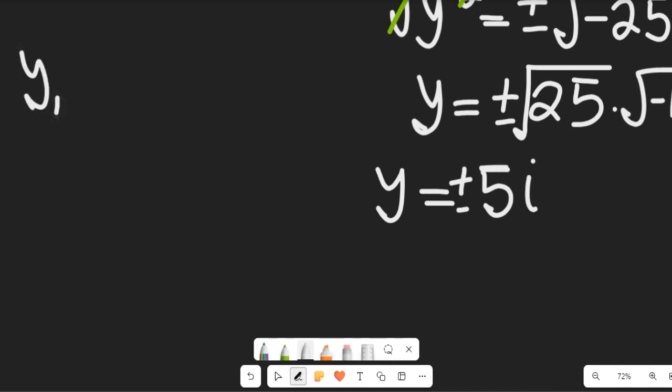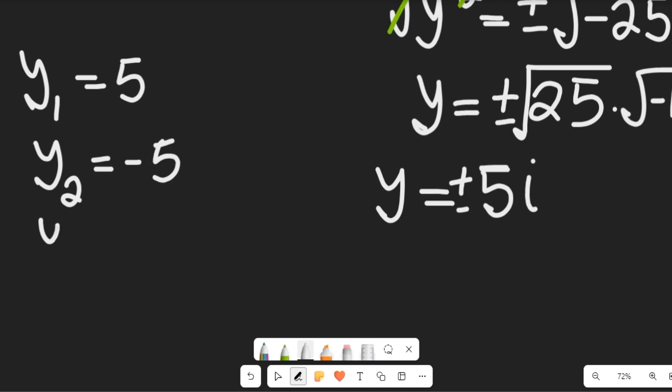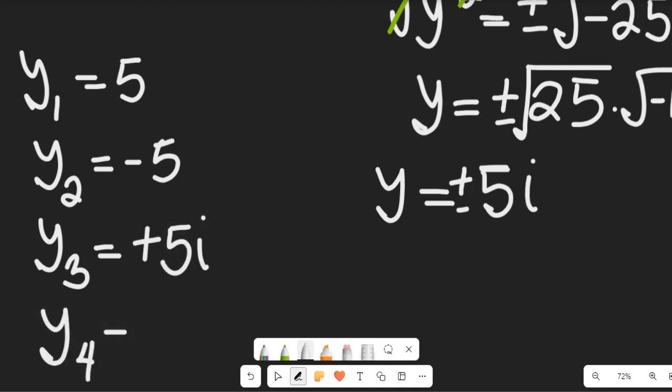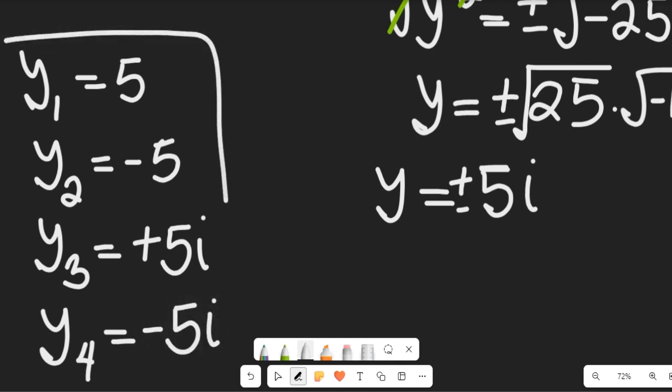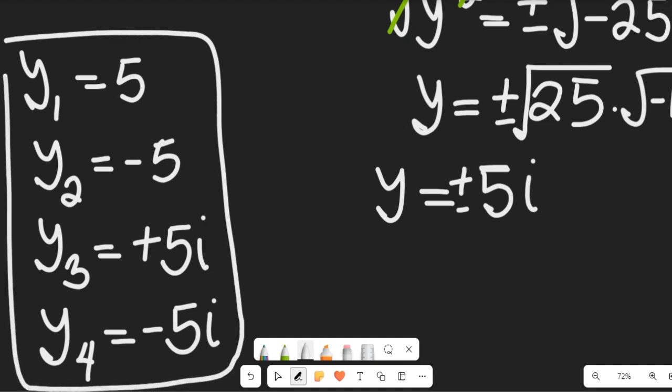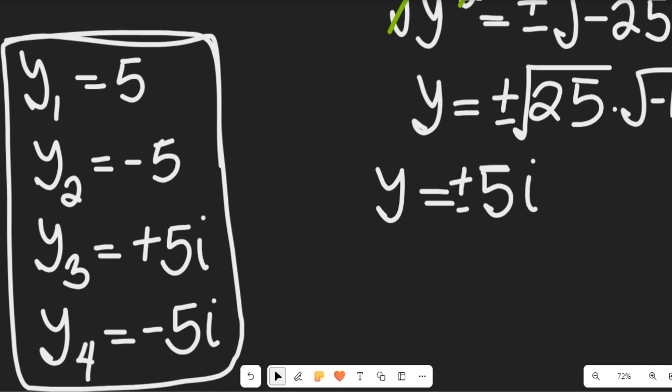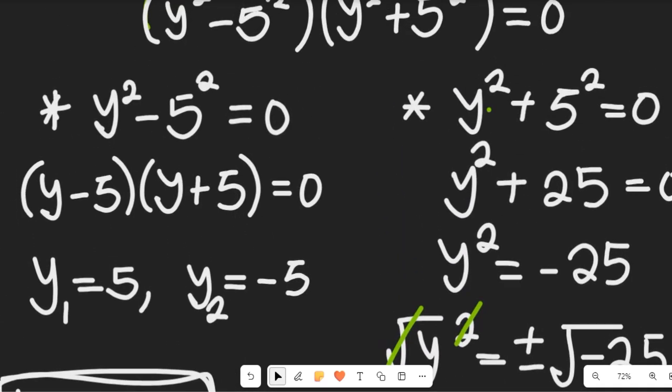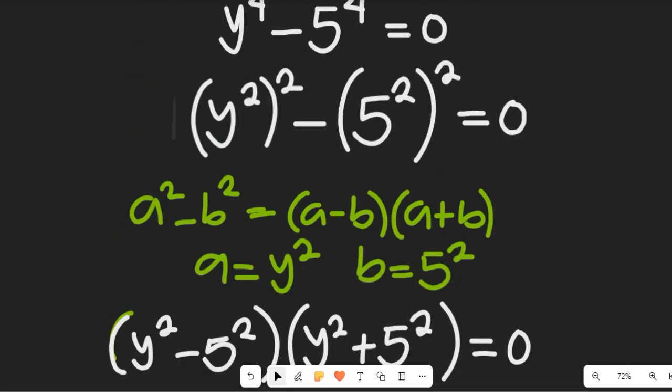So the values of y, we'll have it as y1 equal to 5, y2 equal to negative 5, y3 equal to positive 5i, and then we'll have y4 equal to negative 5i. So all these are the solutions to y given to us from that expression. This is the solution to that mathematics expression given to us above here.